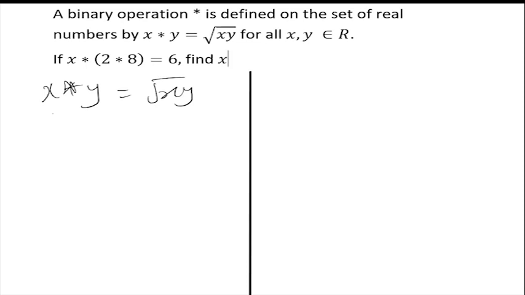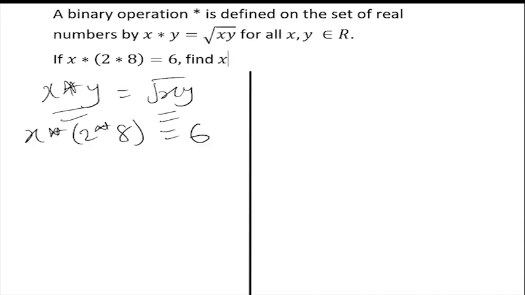Now, this is the way the operation is defined. x can be anything. It can be 2, it can be 3, it can be 4, it can be 5. y likewise can be anything. At the same time, it can also be a variable. So the operation that we're given states that if x operates on y, then you should interpret it as square root of xy. Now, the way it is, we can use that to solve the question. We have to solve: x operating on (2 operating on 8) equals 6.